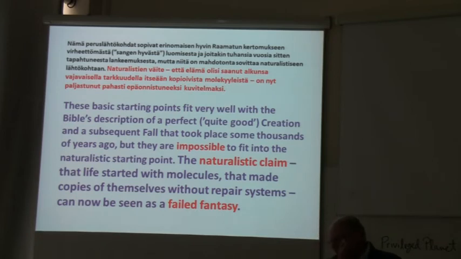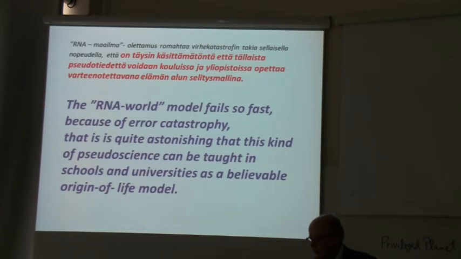These basic starting points fit very well with the Bible's description of a perfect creation and a subsequent fall that took place some thousands of years ago. But they are impossible to fit into the naturalistic starting point. The naturalistic claim, the atheists' claim, that life started with molecules that made copies of themselves without repair systems can now be seen as a failed fantasy. The RNA model fails so fast because of error catastrophe. We've been through that already.